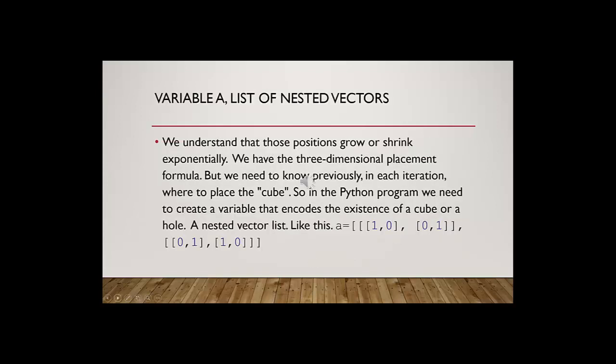We understand that those positions grow or shrink exponentially. We have the 3-dimensional placement formula. But we need to know previously, in each iteration, where to place the cube. So in the Python program we need to create a variable that encodes the existence of a cube or a hole: a nested vector list.